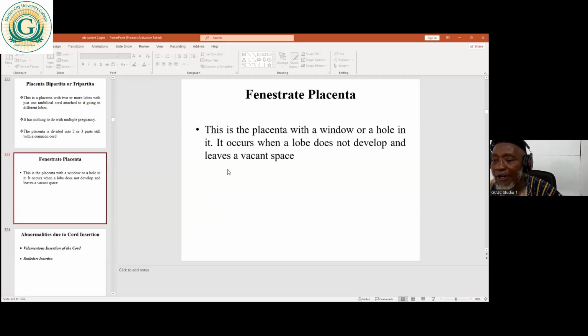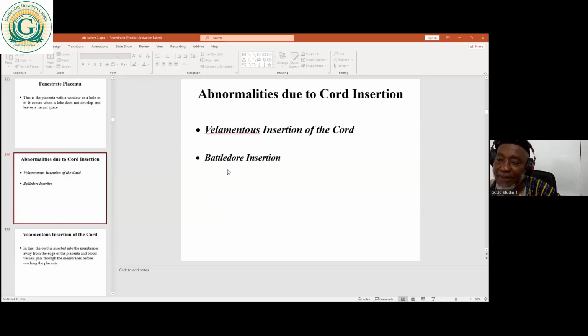Then we have cord insertion. Every baby's cord has to insert in the middle of the placenta, but sometimes not like that. We have velamentous insertion and battledore insertion.